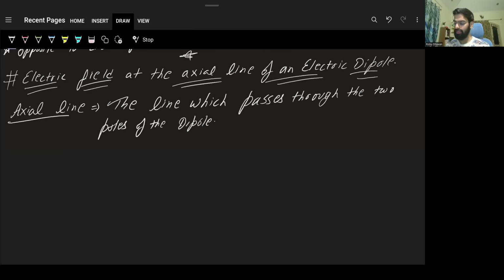That is our axial line. What does it mean? If I draw here a negative Q charge, and here a positive Q charge, we know both are separated by a distance of 2L. Then this line, which is passing through the two poles, that is our axial line.